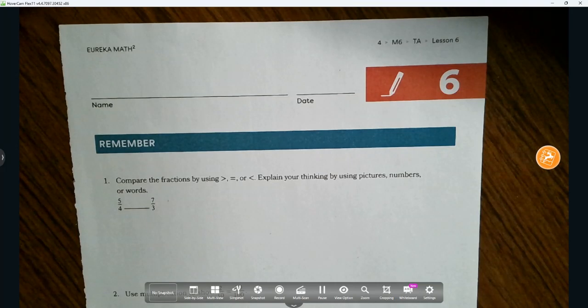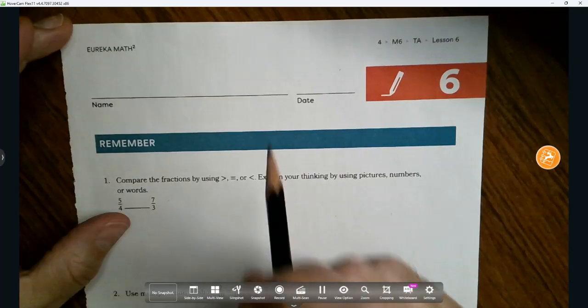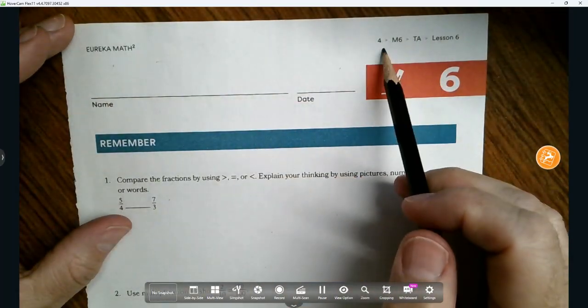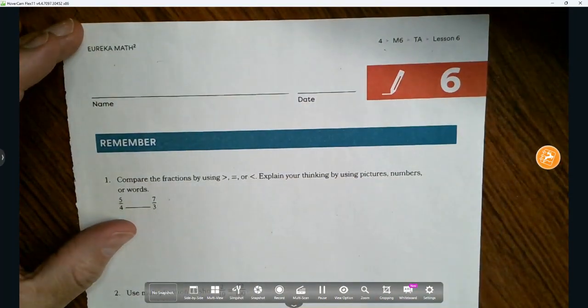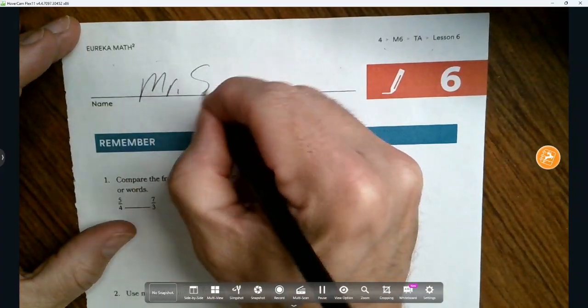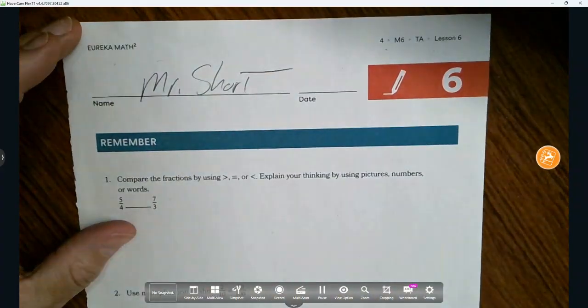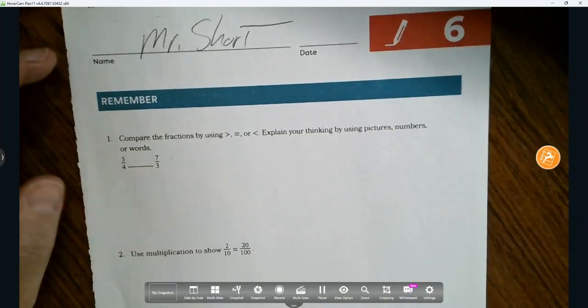All right, we're back to Module 6 for Eureka Math Squared, 4th grade. This is Lesson 6, page 35. This is still me, Mr. Short. All right, today, only 2 problems on page 35, nothing on the back.